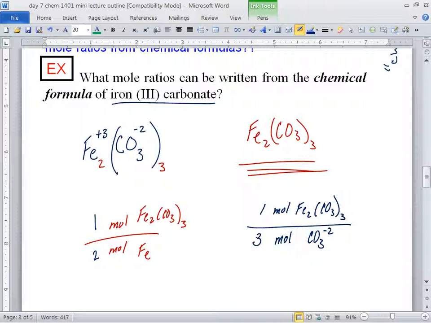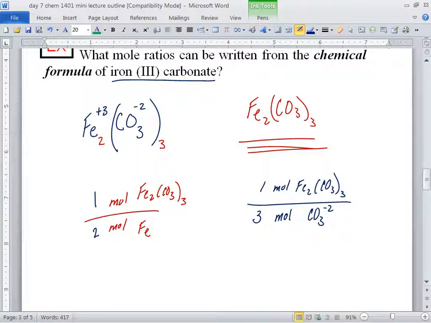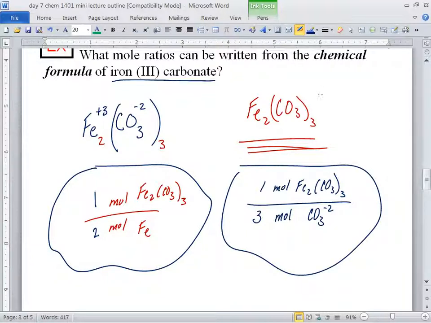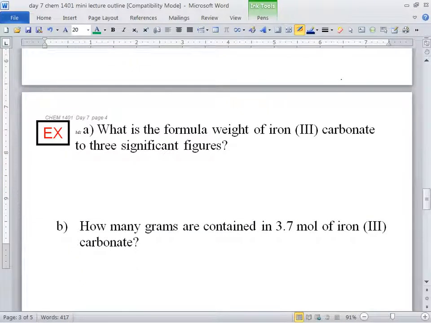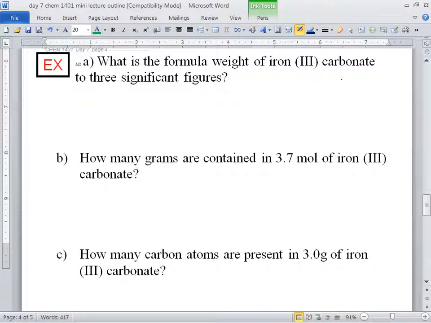Right? Make sense? Okay. So these are what I mean when I say mole ratios. Pretty much all you do is you look at the chemical formula and then just write ratios. Right? For every 1 mole of iron 3 carbonate, you'd have 3 moles of carbon. That sort of thing. So why do we need that? Because of all of these types of problems here.